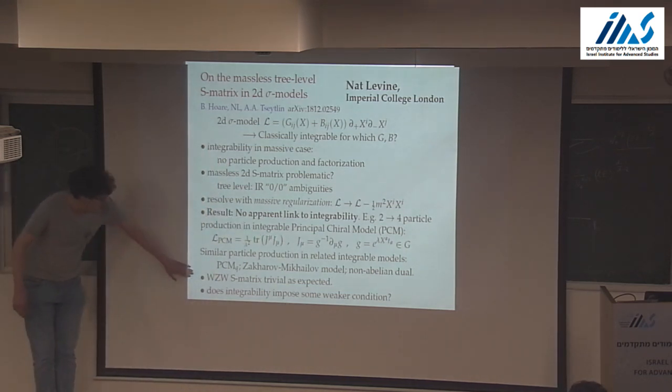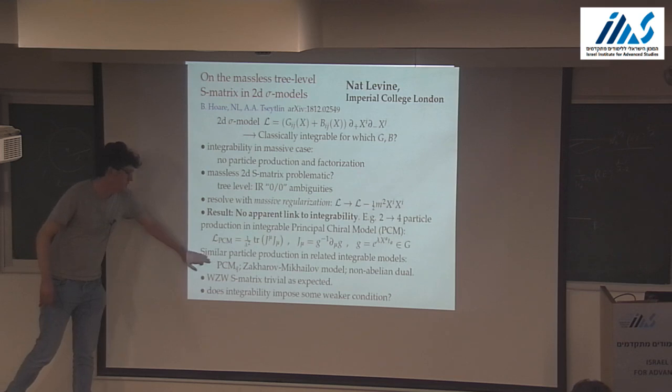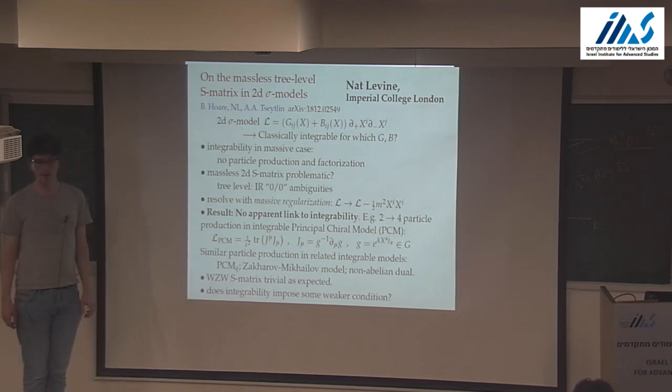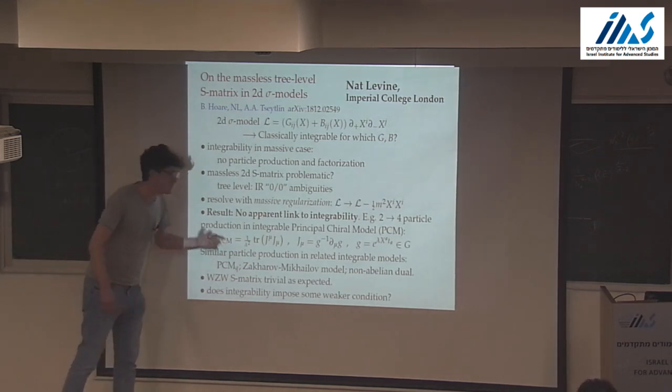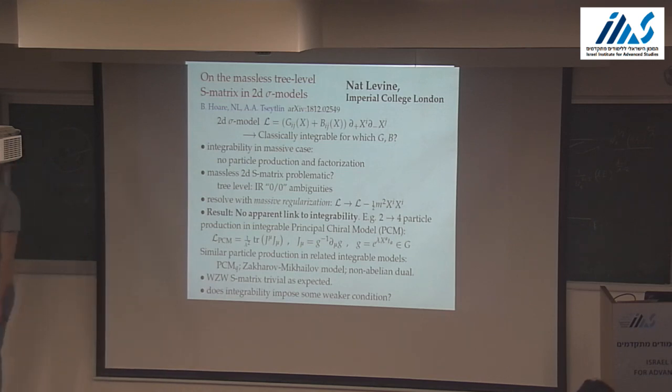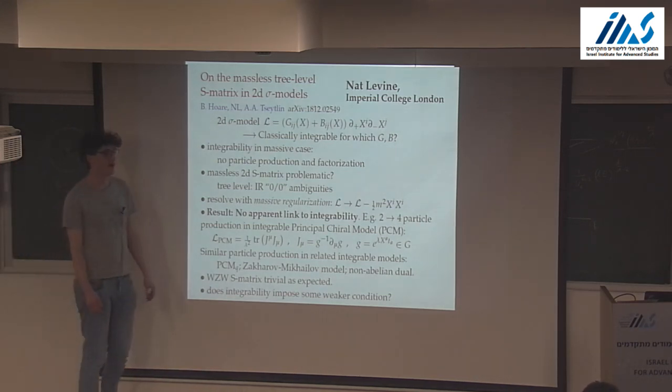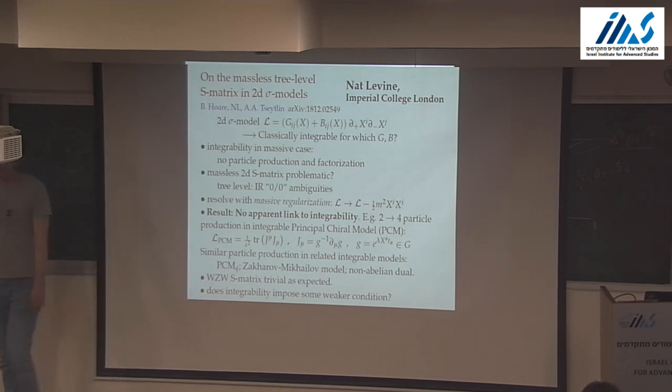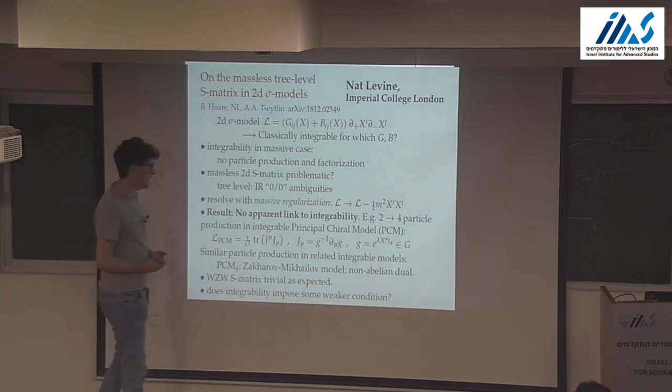So just as an important sanity check, I'll say that the Wess-Zumino-Witten S-matrix, that's PCM with Q equal to plus or minus 1, this critical model, is trivial as expected at 4 and 5 points in our prescription. And that's expected because of left and right movers decoupling here. So there's a kind of open question of whether integrability is imposing any condition on these massless amplitudes. Is there some weaker condition in the massless case than in the massive case?